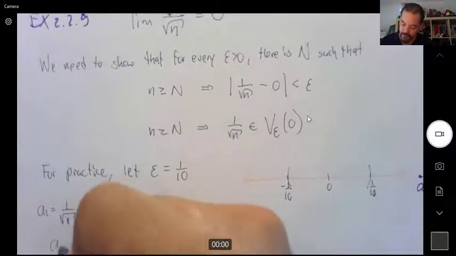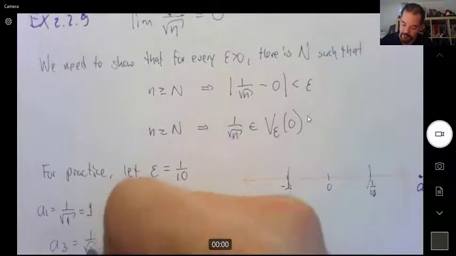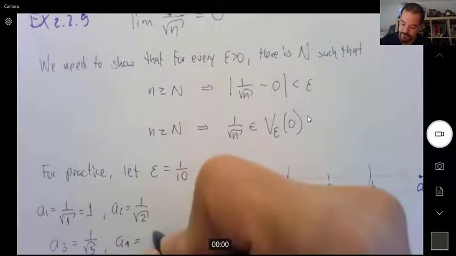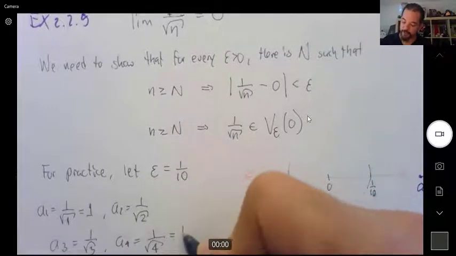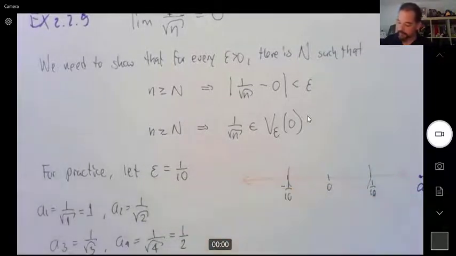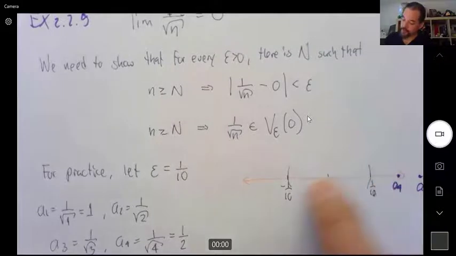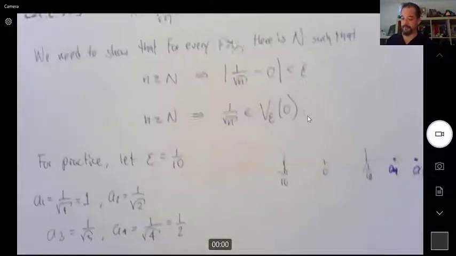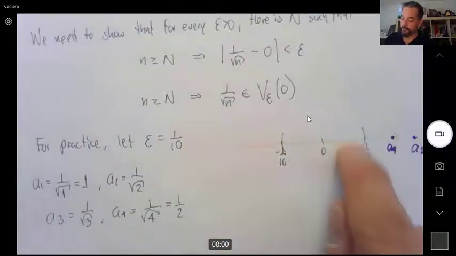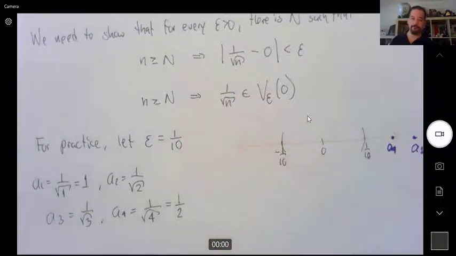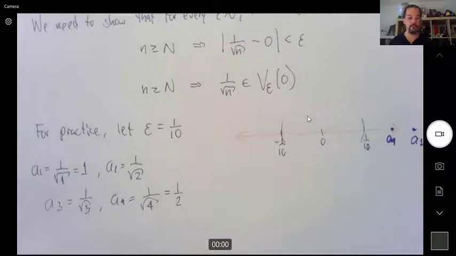Till A3, 1 over root 3, A4. That one is easier to see because square root of 4 is 2, right? So this guy is 1/2. Still far away, right? So A4 is over here, far away. So at which point will these guys come inside and never leave, right? At which point will these numbers, 1 over root 10, become inside this part? That's what we need. 101.